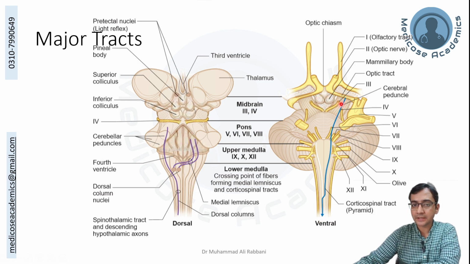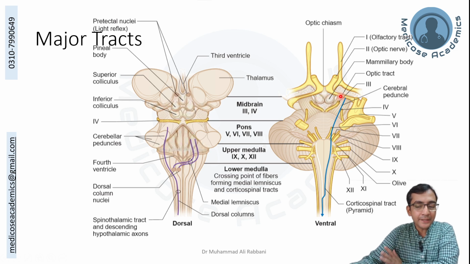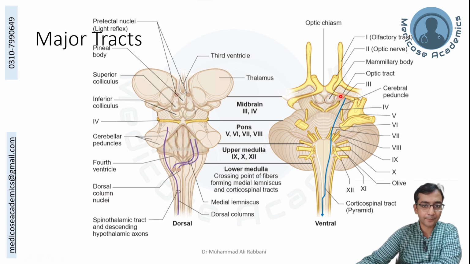One thing to notice here is that the corticospinal tract throughout its pathway remains anterior, here in the crus, here in the base and here in the pyramid, and throughout its length it remains near the midline. So medial syndromes will most likely include the corticospinal tract.